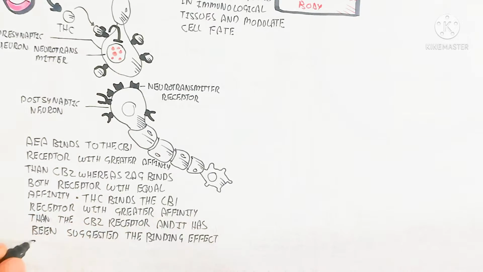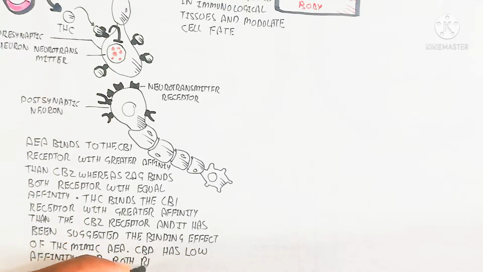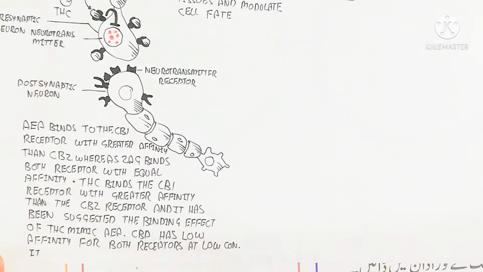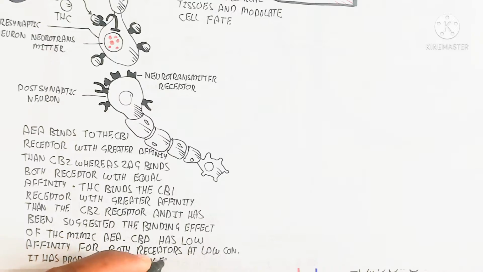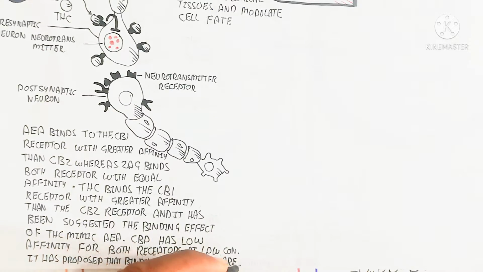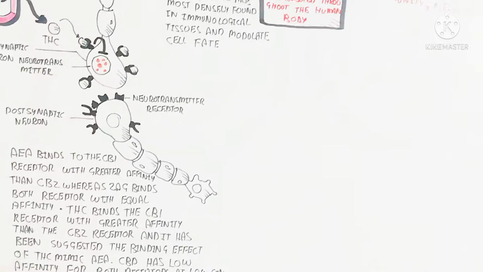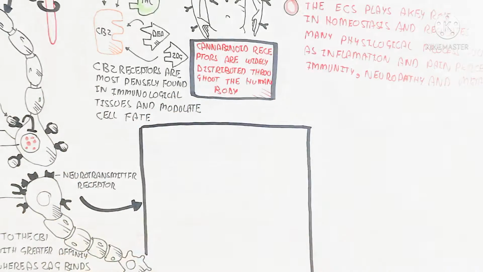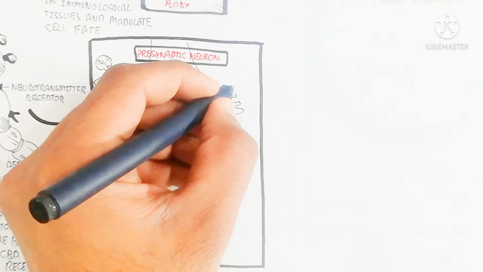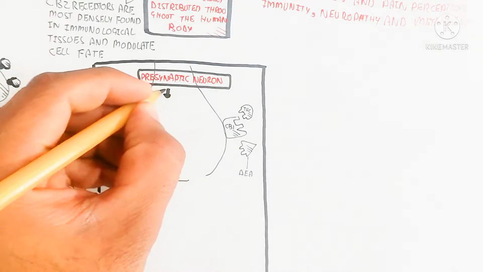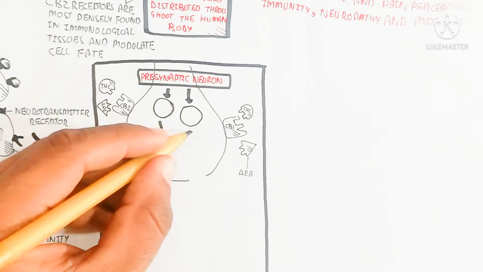And CBD has low affinity for both receptors at low concentration. It has been proposed that the binding effect of CBD mimics 2AG. So in this way, the affinity for both receptors is equal, and with increasing CBD it can increase the affinity of the nervous system for binding to inhibit the stimulation of nerve impulses, and therefore this is the exogenous.